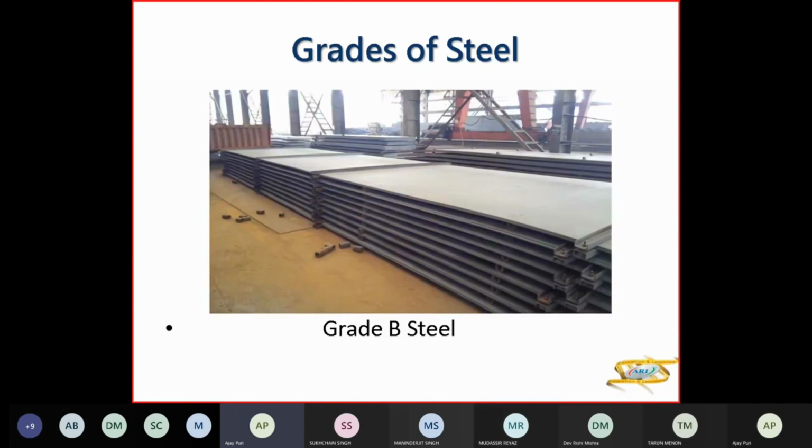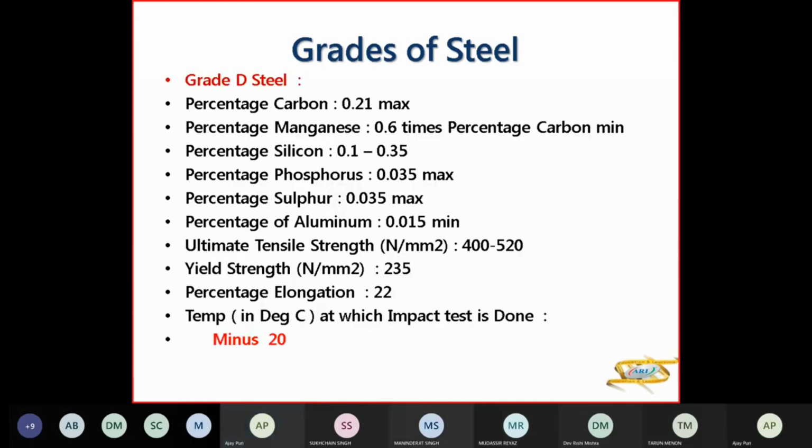So this is your B grade steel, or grade B steel. Grade D steel is for when you're going to polar regions or where your stresses are high. Carbon is the same, 0.21. Manganese is 0.6 instead of 0.8. Silicon is 0.1 to 0.35. Phosphorus and sulfur are the same. Now there's an introduction of aluminum, that's 0.015%. UTS, yield strength, and percentage elongation are the same.